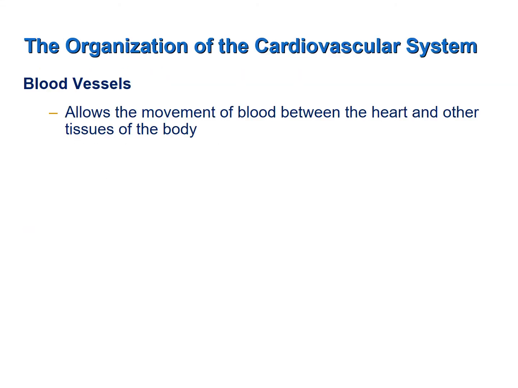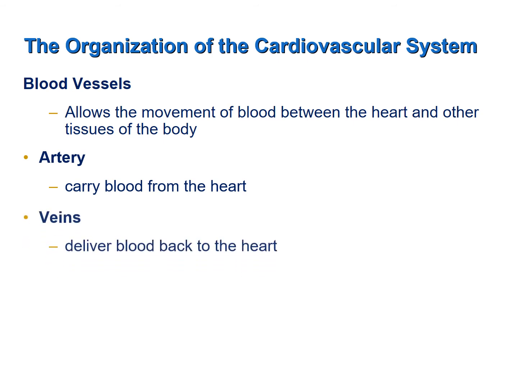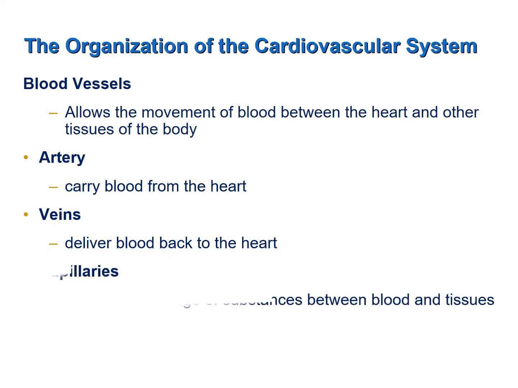Blood vessels allow the movement of blood between the heart and other tissues of the body. There are three types. Arteries carry blood from the heart. Veins deliver blood back to the heart. And capillaries allow substances to be exchanged between the blood and the interstitial fluid of tissues throughout the body.